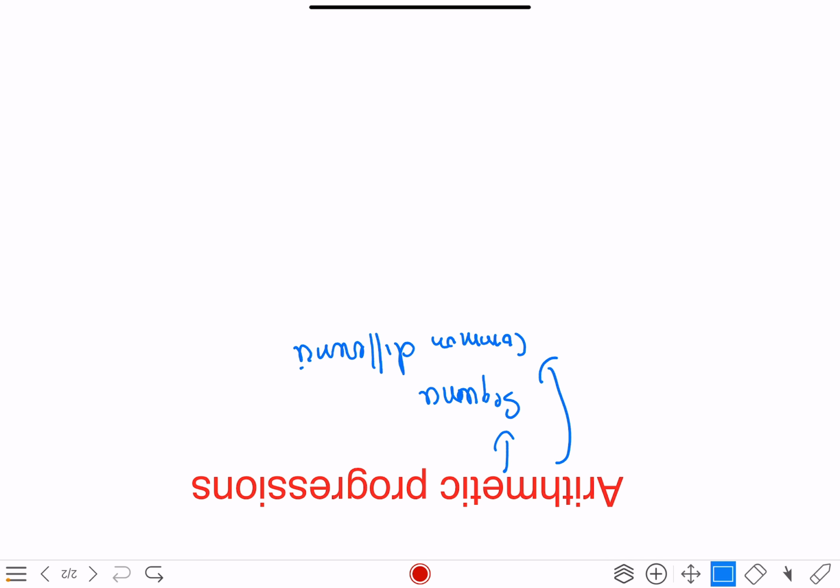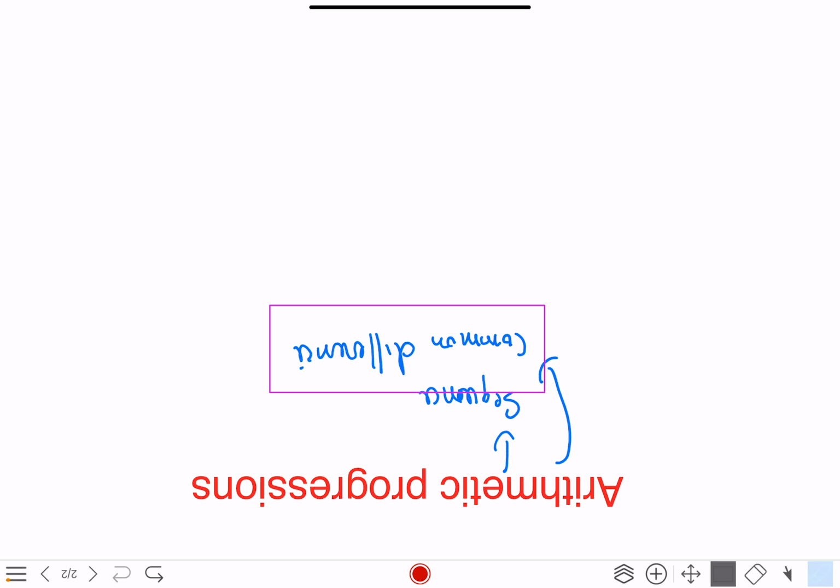Okay, so whenever we talk about an arithmetic progression, we know it is a sequence. A sequence is anything where numbers are related to each other in some way and we represent a pattern. Now what is common in arithmetic sequences is that the successive terms have a common difference. This is most important, that the successive terms have a common difference, and that defines an arithmetic progression.